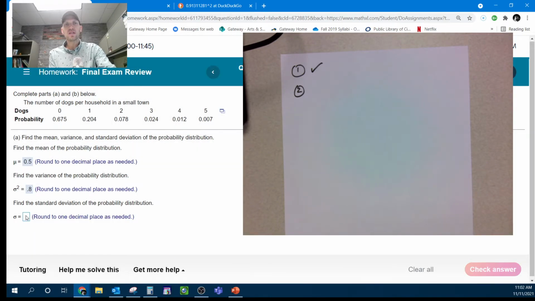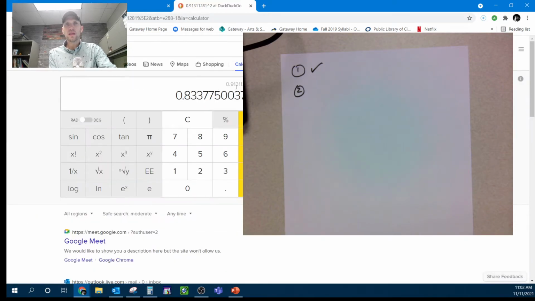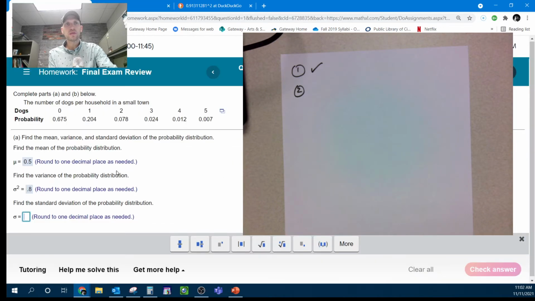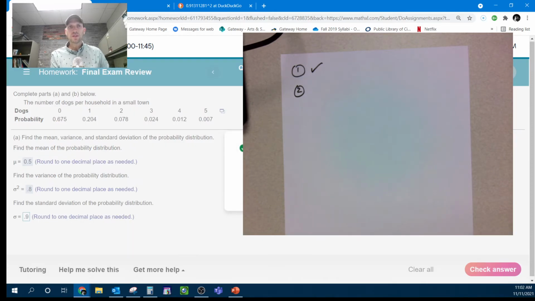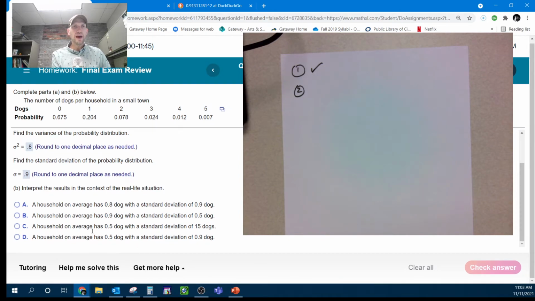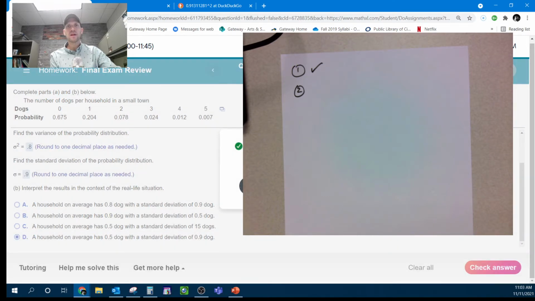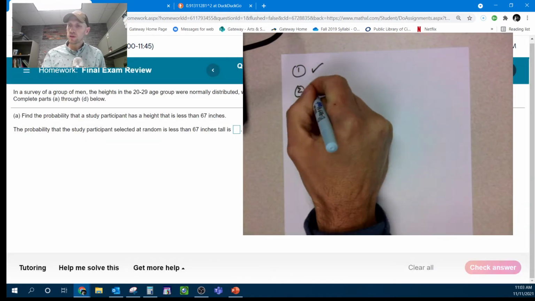And then the standard deviation itself was, I believe, 0.9. Yep. Remember, it was 0.91. So rounded to 1 decimal place, 0.9. Okay, that's good. And now what? It says that the average house has 0.5 dogs with a typical deviation, standard deviation, of 0.9 dogs. So that would be D. All right. So far, so good. 1 and 2.